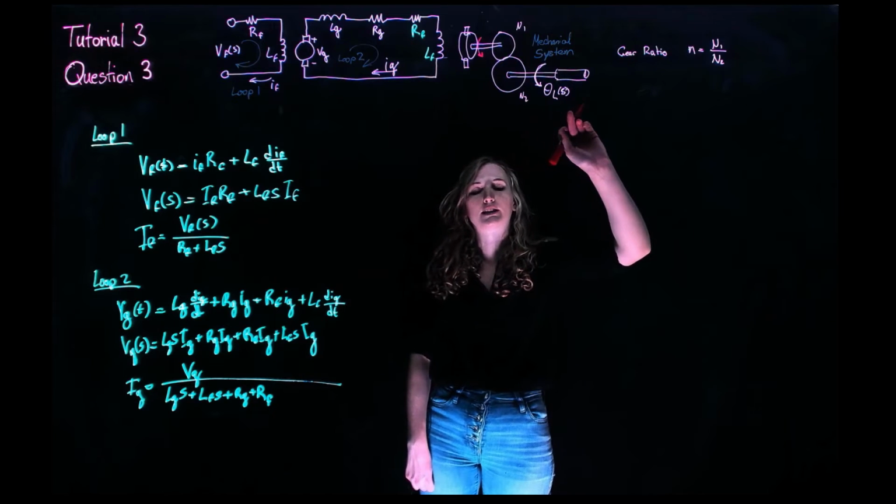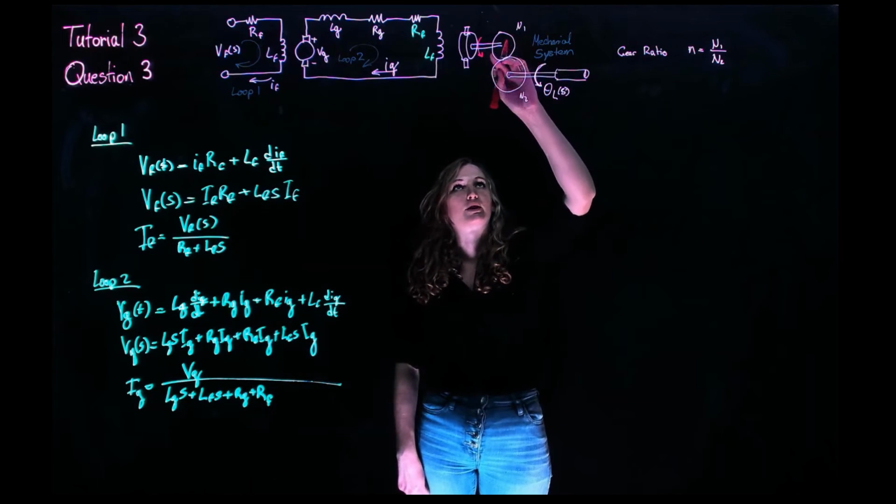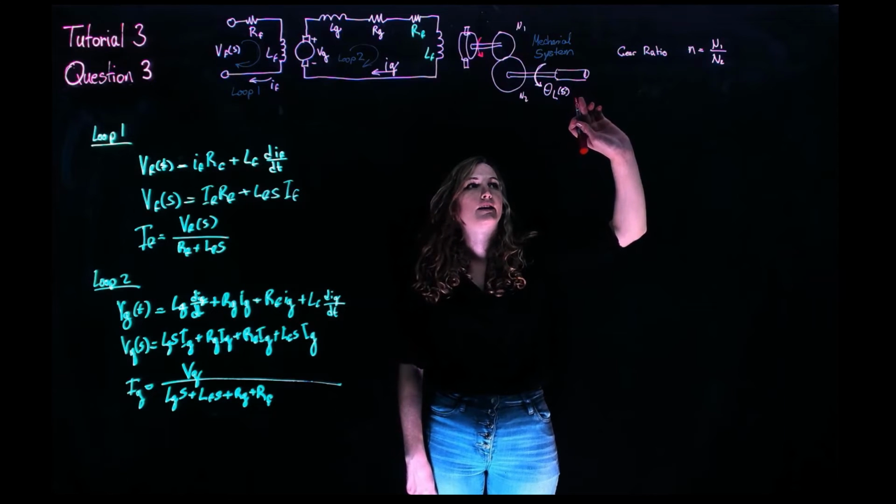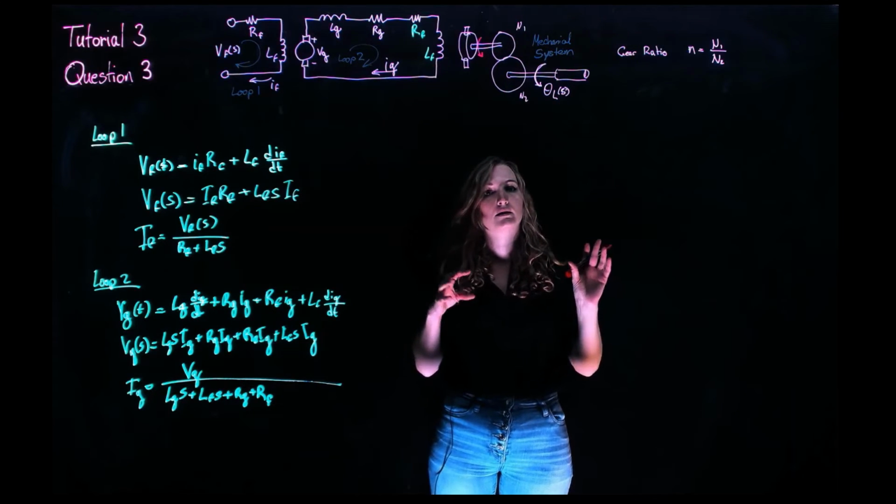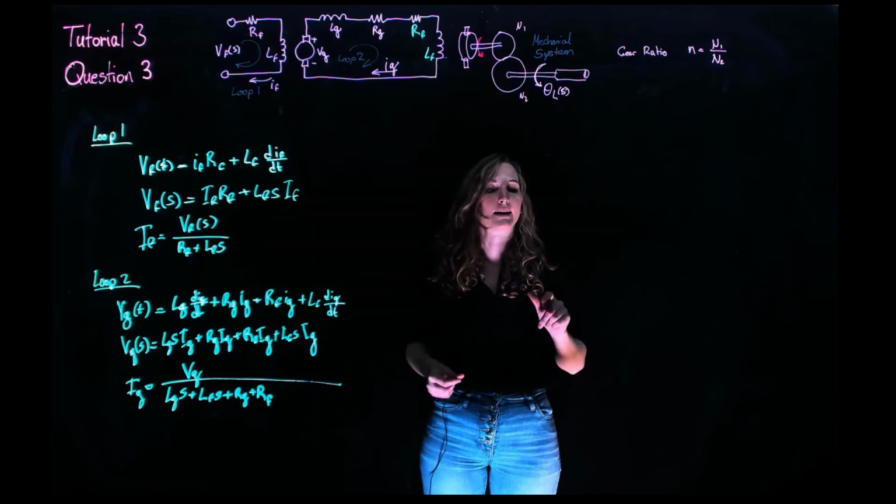Okay, and on to our mechanical system. In this, we have to make sure that we take into account the inertia of both these kind of separate circular systems, and then also it specifies a bearing friction, which we're going to treat as a damping.